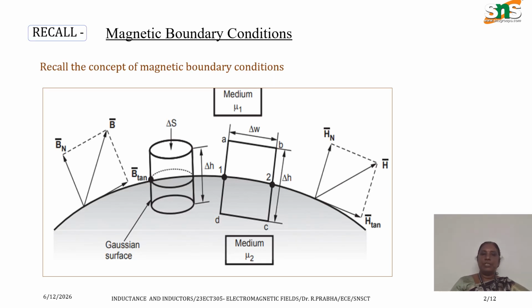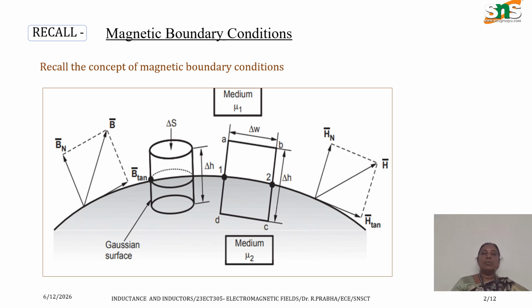So before going to see the topic, we'll see the previous topic of magnetic boundary conditions. So this is the recall of the concept magnetic boundary conditions. Whenever there are two different magnetic mediums having different permeability, if there is a boundary, we need to have the boundary conditions in order to find out the magnetic field intensity and magnetic flux density.